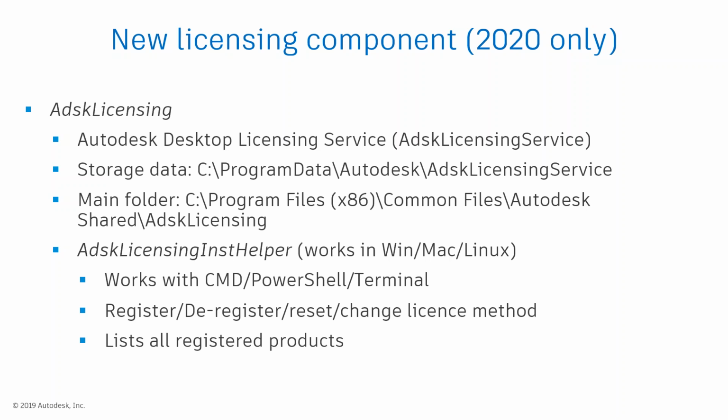So we have this new service called Autodesk Desktop Licensing Service, and we have some main folders that have changed since version 2019. Now we have a main folder that is stored under Common Files, we're going to check that in a second, and another folder under Program Data. The one under Program Data, of course, is always temporary with the storage data, but the actual main folder of the Autodesk licensing component is under Program Files x86, Common Files.